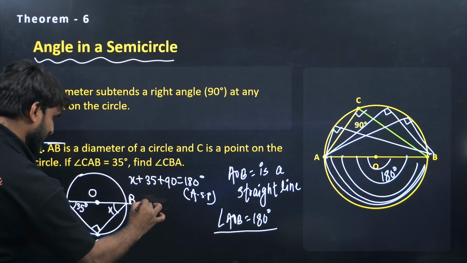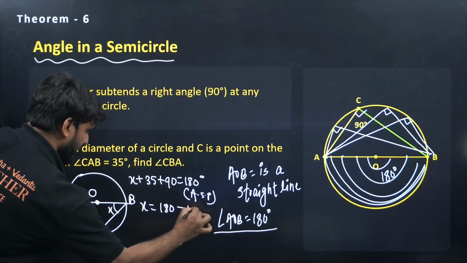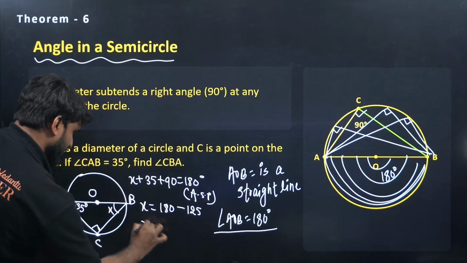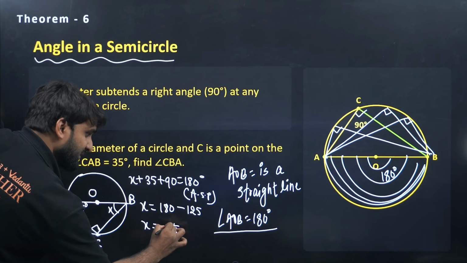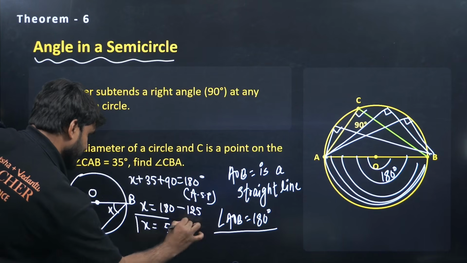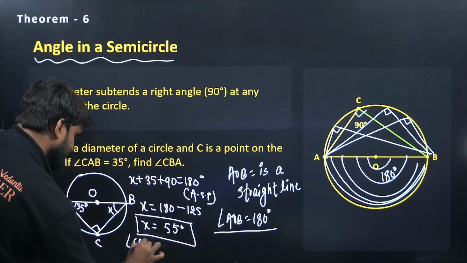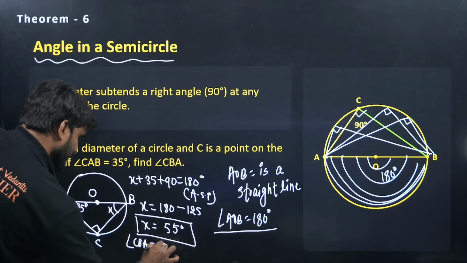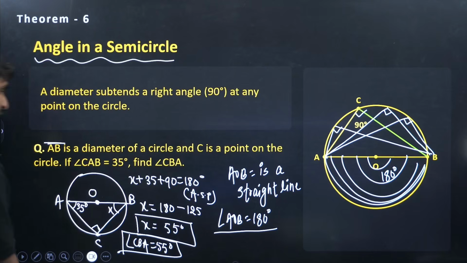Now X will be equal to 180 minus 90 plus 35, which is 125. So X will be equal to 55. This is 55 degrees, the answer. X will be 55, so angle CBA is equal to 55 degrees. This is the answer. Angle CBA is equal to 55 degrees.